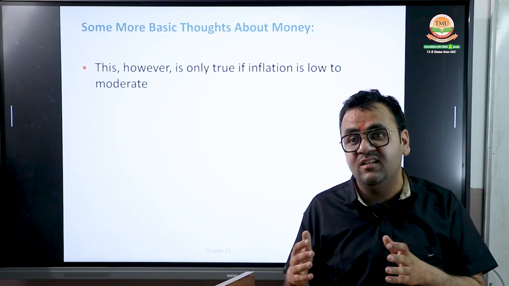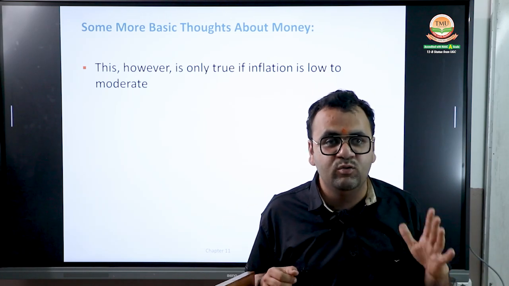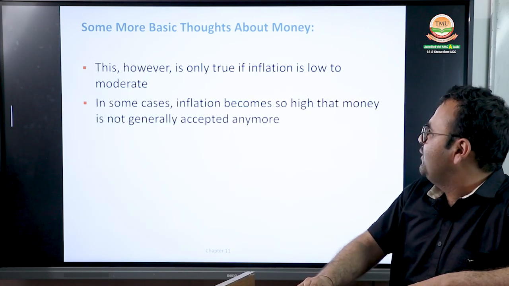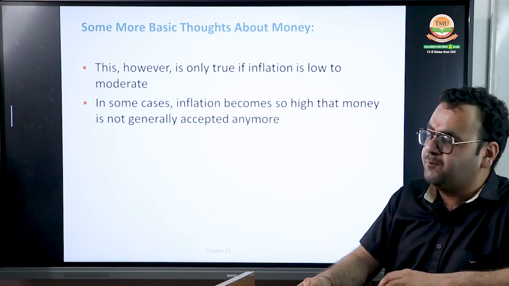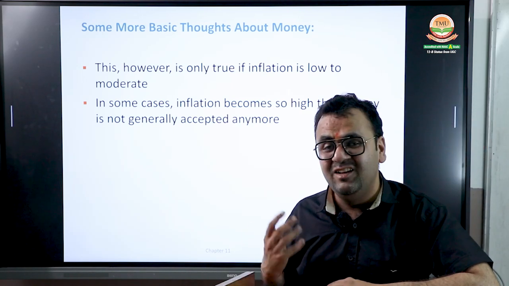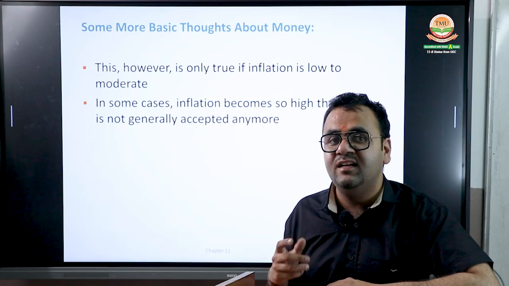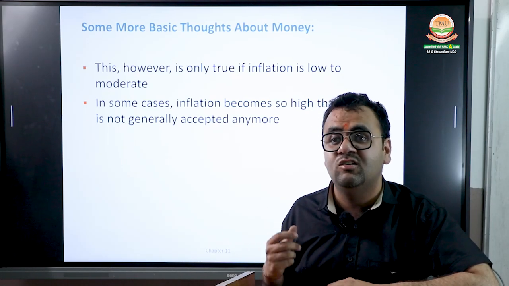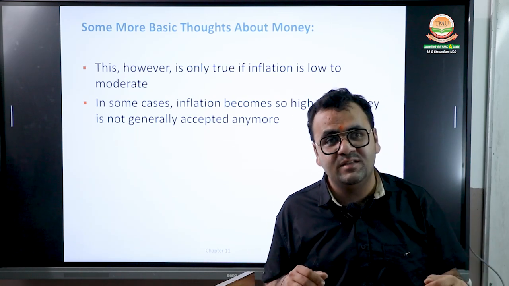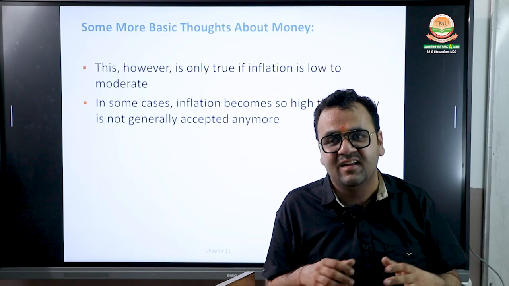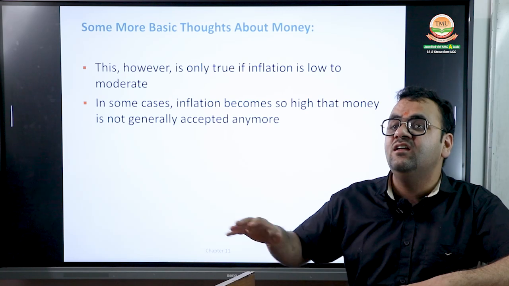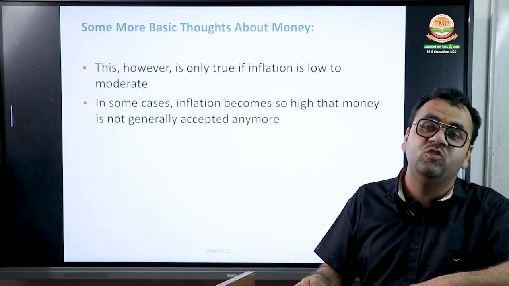The middle class person is unable to buy goods according to his need because the price of goods is so high. In some cases, inflation becomes so high that money is not generally accepted anymore. Sometimes inflation is so high that the money is not sufficient. For example, now you can see the condition of Pakistan. What is the condition there? In Pakistan, the rate of inflation is so high that people are not able to satisfy their basic needs, such as food, shelter, and clothes, because there is so much inflation and the economy is not in a correct position.